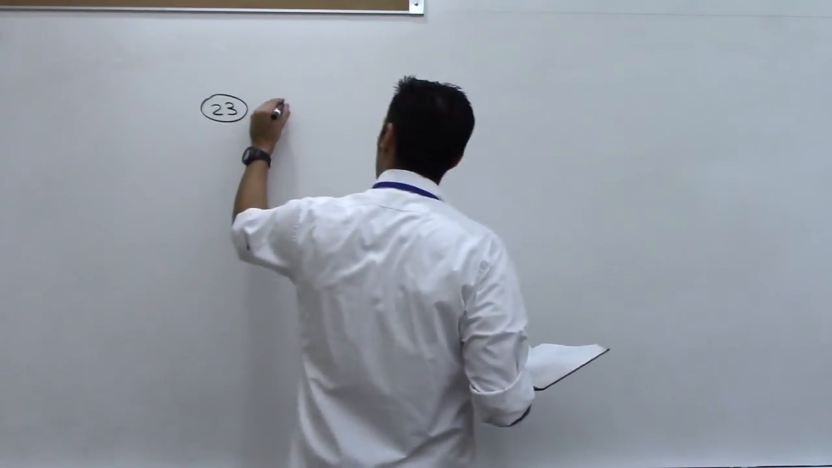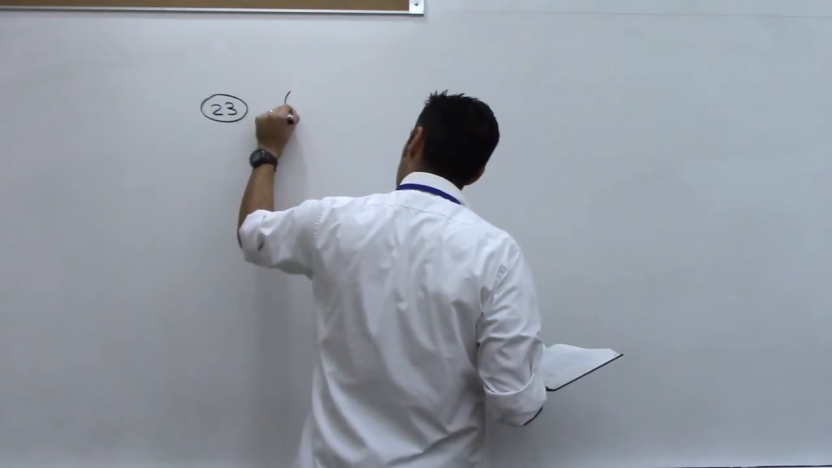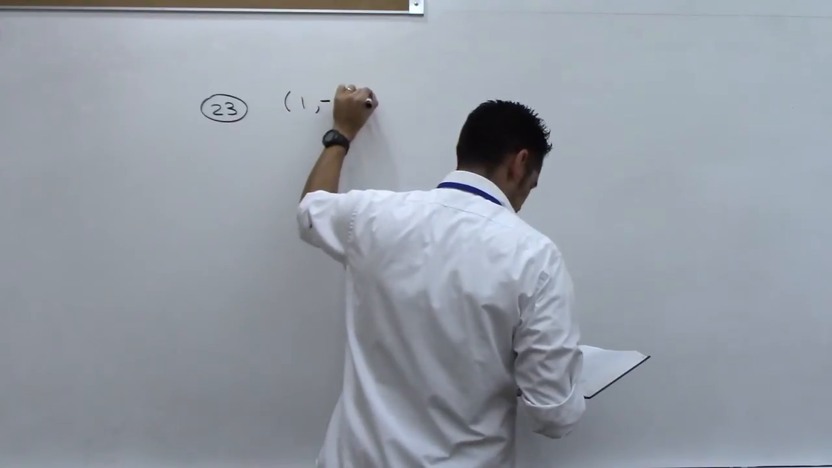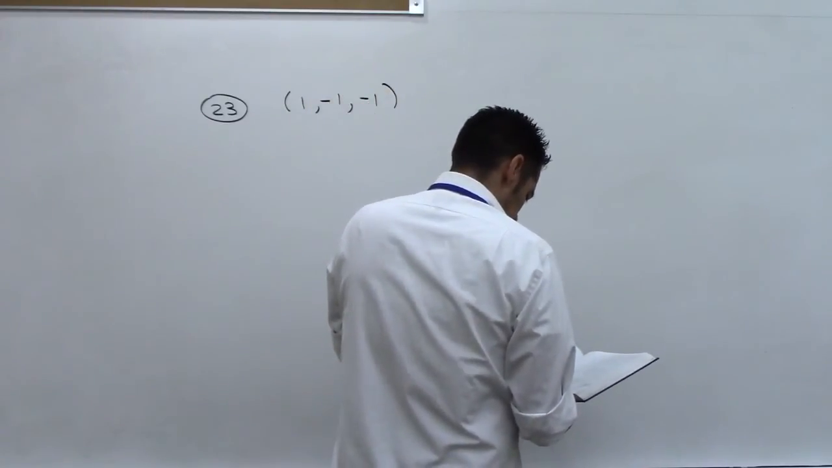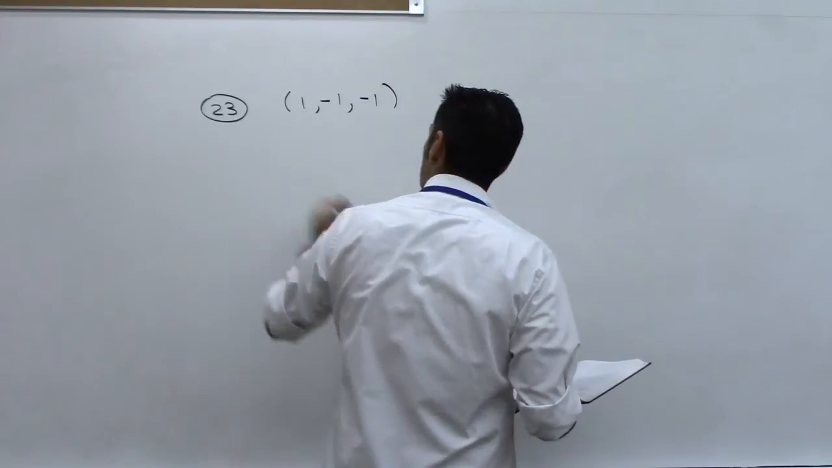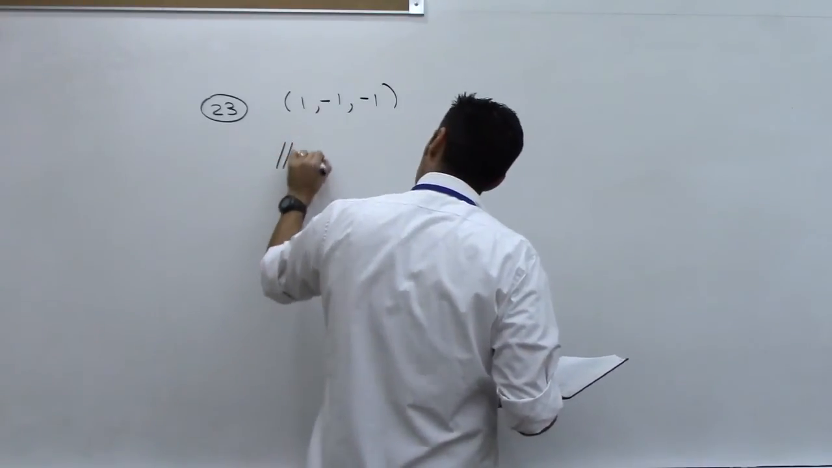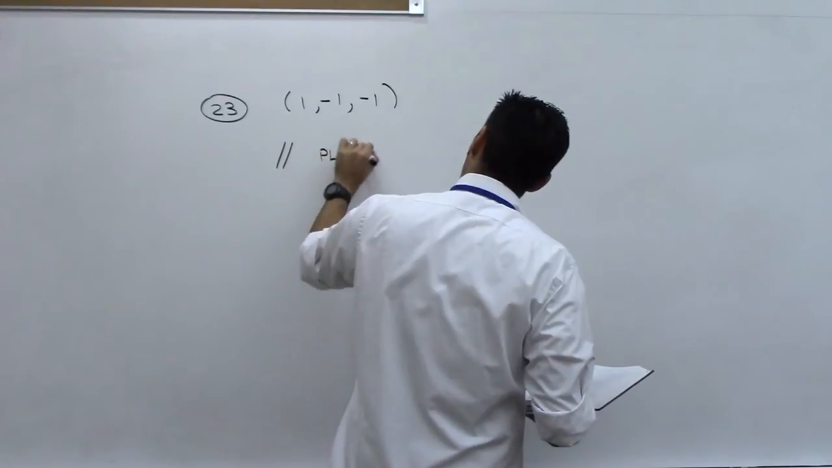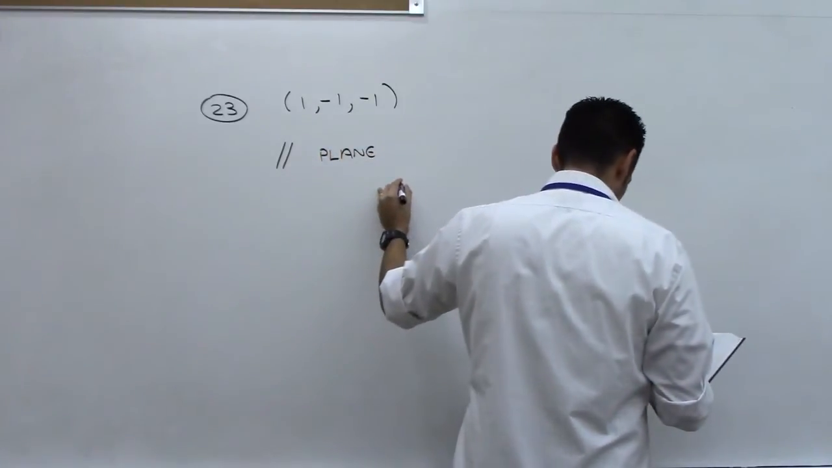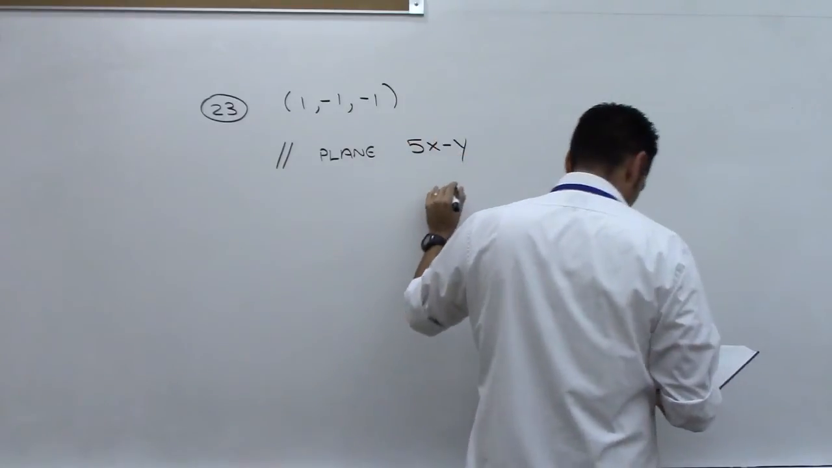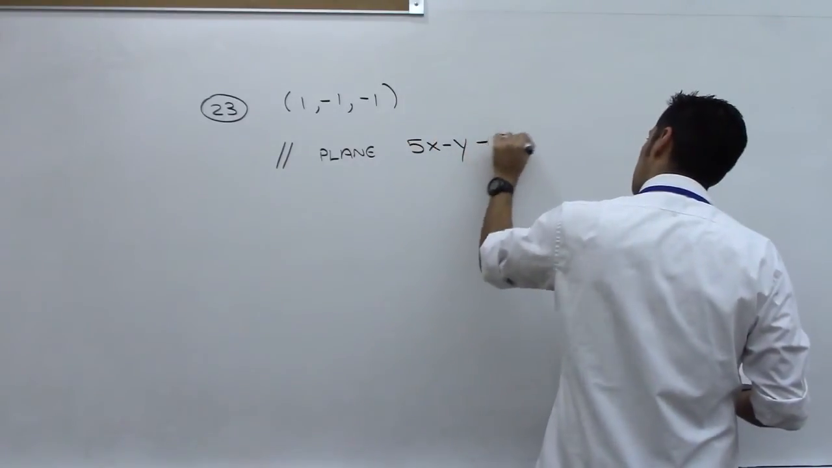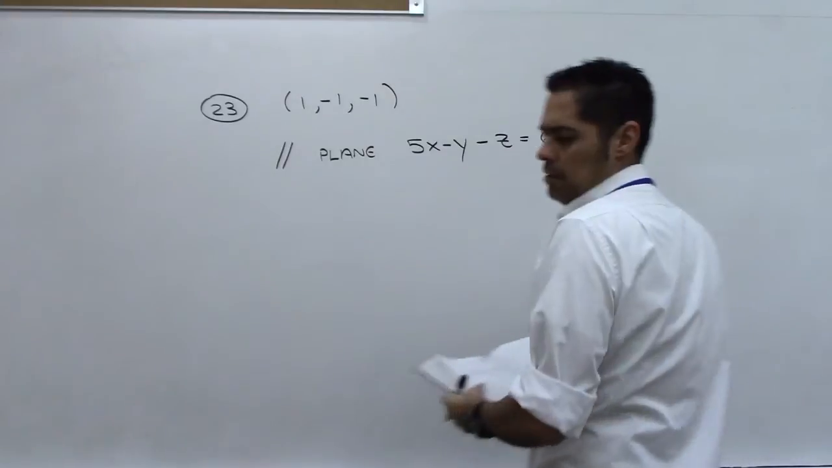Wow, they keep on giving us a point. They're making it easy. They give us a point, what do we need? That's the only thing we need. Direction vector, right? And I need it to be parallel to the plane, and then they give me a plane equation. 5x minus y minus z equals 6. Wow, okay.